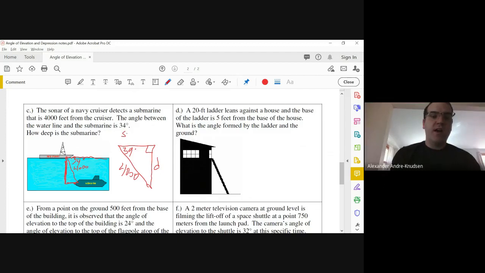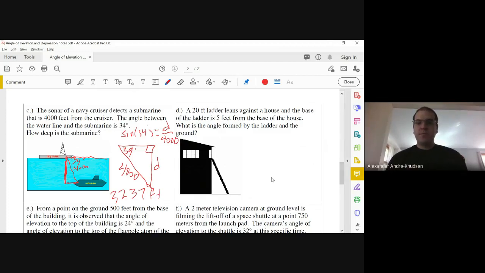So we're going to use sine of 34 equals opposite, which is D, over our hypotenuse of 4,000. Hopefully you practiced this plenty last week, but take your sine of 34, multiply it by 4,000, because that's solving for D, and then we're going to get about 2,237 feet deep. That's what D is.